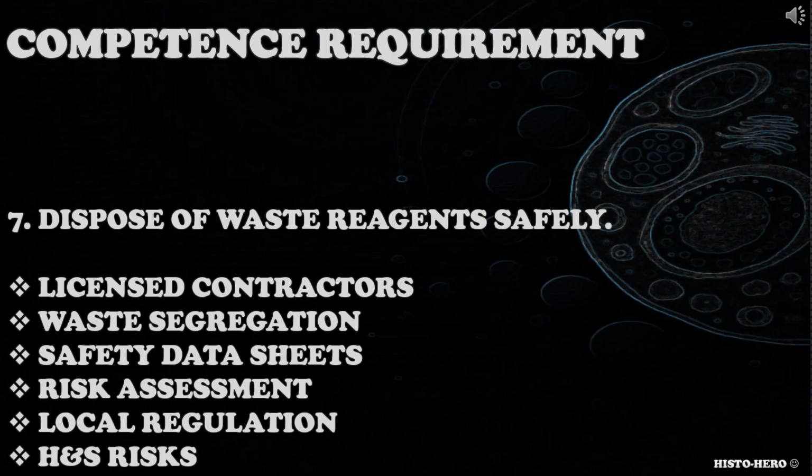The seventh competence requirement is for you to dispose of waste reagents safely. How do you dispose staining reagents safely? What disposal risks are associated with H&E staining reagents? Consider licensed contractors used by your lab, waste segregation, safety data sheets of reagents that often state disposal ways, risk assessments, local policies and regulations that are followed, HSE risks associated with reagents like flammability, corrosivity, environmental toxicity.